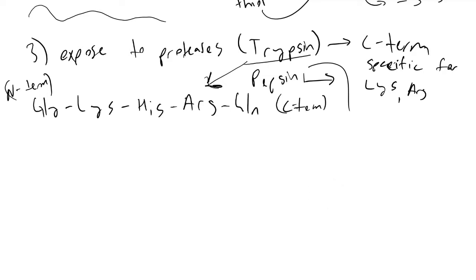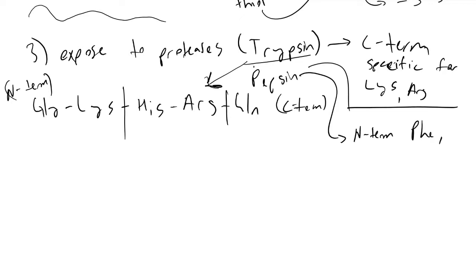Trypsin will cut after the C-terminal side of lysine and after the C-terminal side of arginine. And in the case of pepsin, pepsin has a specificity for the N-terminal side of phenylalanine, abbreviated PHE, tryptophan, and tyrosine.